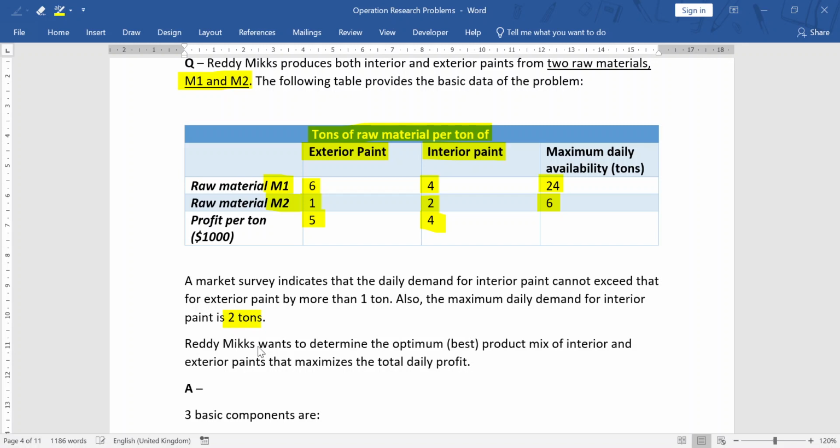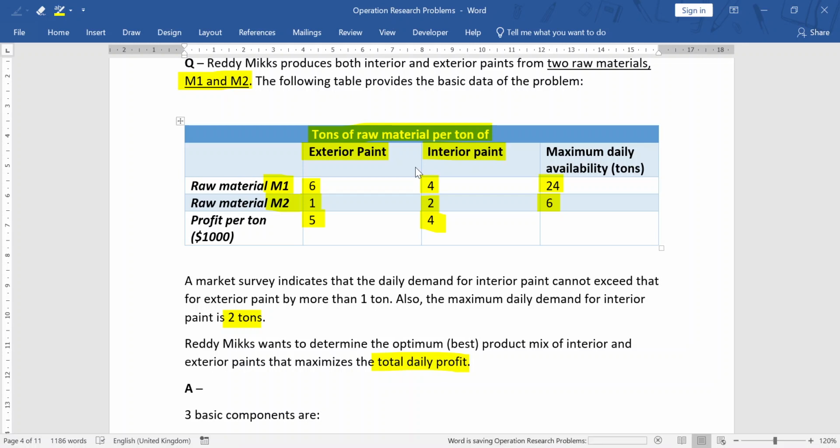Okay. Reddy Mikks wants to determine the optimum, or the best, product mix of interior and exterior paints that maximizes the total daily profit. So we need to maximize the total daily profit to get the most optimum product mix of interior and exterior paints. Now this is a maximization problem. We need to maximize the end result of total daily profit.